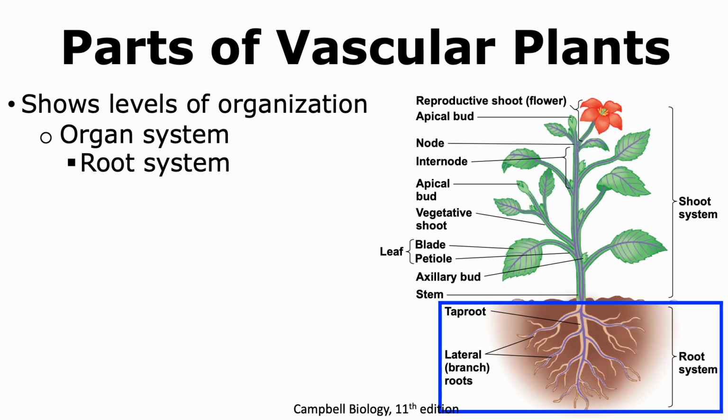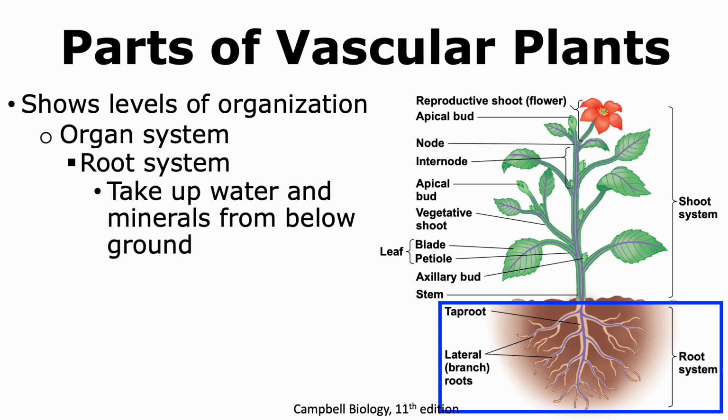There are two main organ systems of vascular plants, the shoot system and the root system. The root system is usually present under the ground, and its primary function is to take up water and minerals from below the ground. The roots also provide support to the plant.